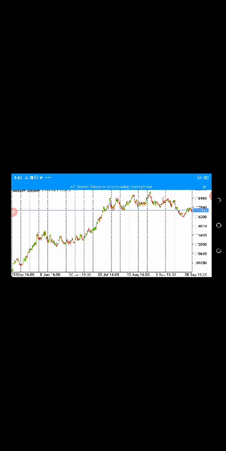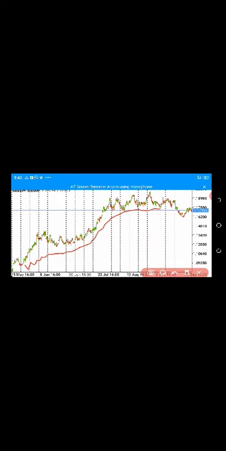4 minute time frame. Okay, perfect. This is a good example of an uptrend. As you can see here, what happened? The market keeps on buying.